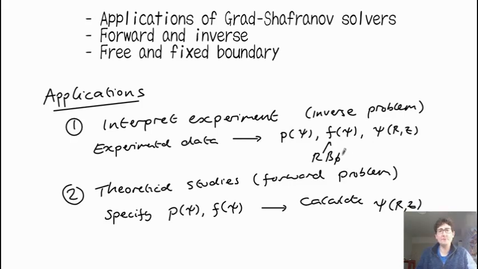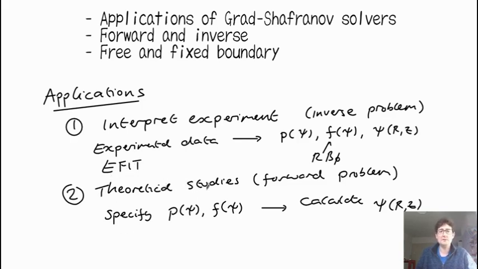Some codes you may come across which do these. There are a few for interpreting experiments. The most widely used is EFIT. So EFIT is an example. There's CLISTE as well, used at ASDEX, but EFIT is very widely used.